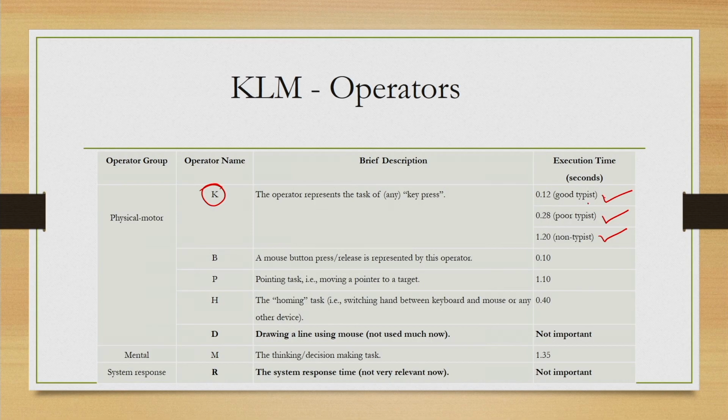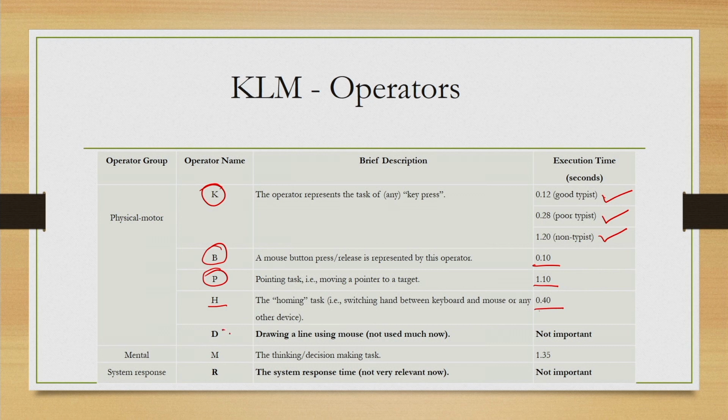0.12 second for a good typist, 0.28 second for a poor typist, and 1.20 second for a non-typist. These values were obtained through empirical observations, empirical studies. For B, the mouse button press or release operator, the time is 0.1 second. For P, the pointing task operator, the time is 1.1 second. For H, the homing task, switching between devices, the time is 0.4 second.